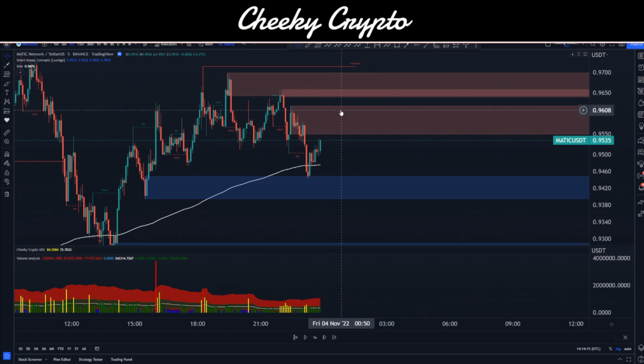This would be supply trying to push the price down. So there does seem to be a fair amount stacked here. So we'll be a little bit cautious, but what we'll do is we'll watch for a change of character and we'll see how things progress.